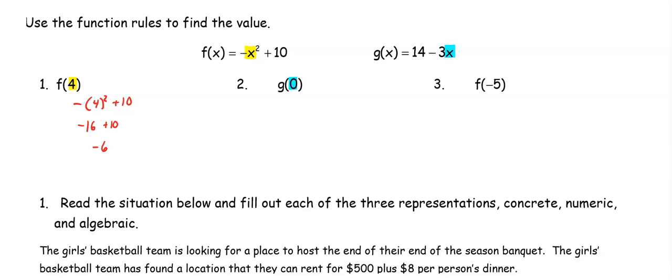In number 2, we have g of 0, so we want to use our g equation with the 0. So when we do that, we would have 14 minus 3 times 0. 3 times 0 is first by order of operations, which is 0. 14 minus 0 is 14.